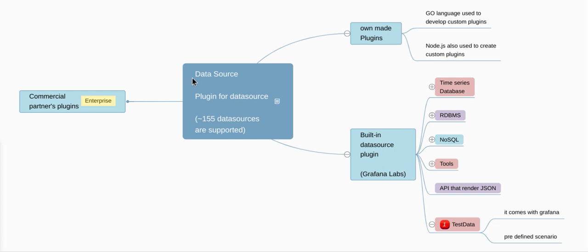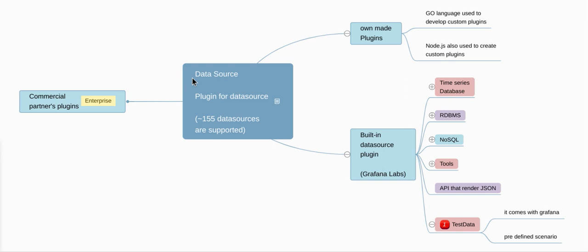A couple of data sources come with the Grafana instance itself, whether it is open source or enterprise. Some of these are called built-in data sources or core data sources, created by Grafana Labs. All those come with the Grafana instance itself. If your use case only needs those, you don't need to bother about installing plugins. Straight away you can create a data source and start creating dashboards and panel settings.